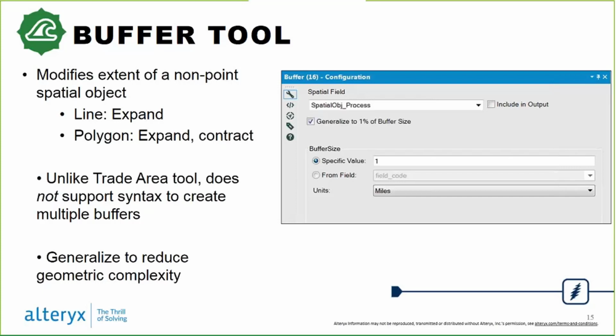So unlike the trade area tool, however, this is one limitation, and never fear, I already put in a feature request for this, this buffer tool does not support the syntax to create multiple buffers at a time. So we'll talk about that a little bit in the tool once we see how the trade area tool can create those multiple trade areas at a time. We'll take a look at how the buffer does not do the same type of thing. So if you're looking to create a polygon buffered by 1 mile and 3 miles and 5 miles, that will require 3 different buffer tools, not necessarily the one tool with a different syntax.